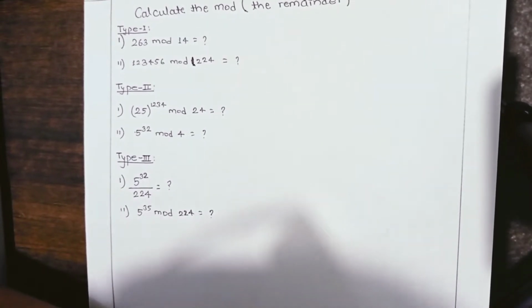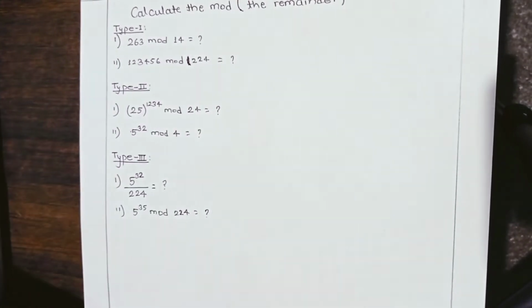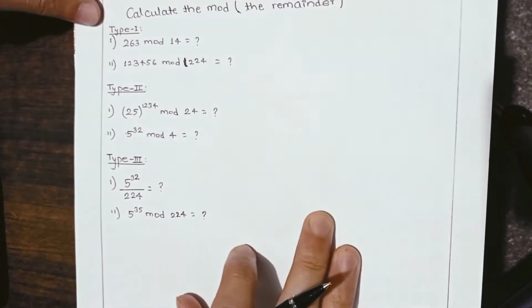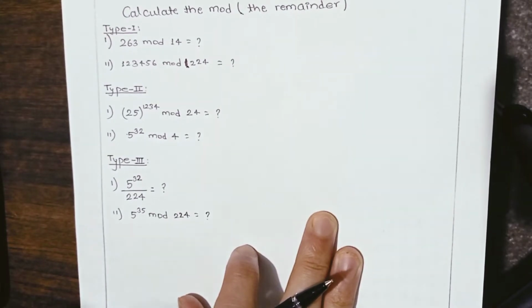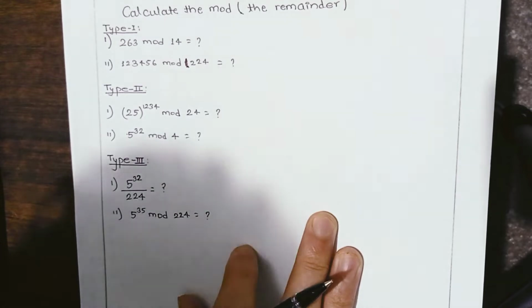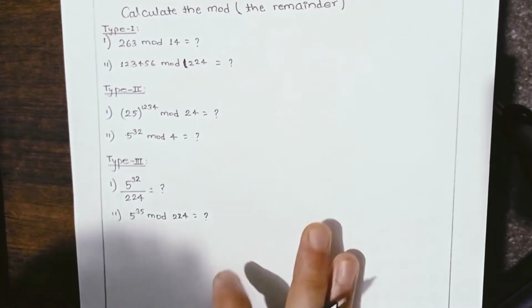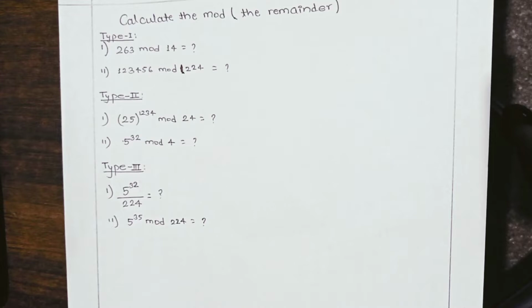Today we are here with the calculation of mod, that is the remainder. Generally we have three types of questions where we have to find the remainder. The first type is the simple type, which is usually used in our daily life, in our mathematics below grade 10. Type 2 is the tricky type, and type 3 needs calculation and takes a little bit of time.